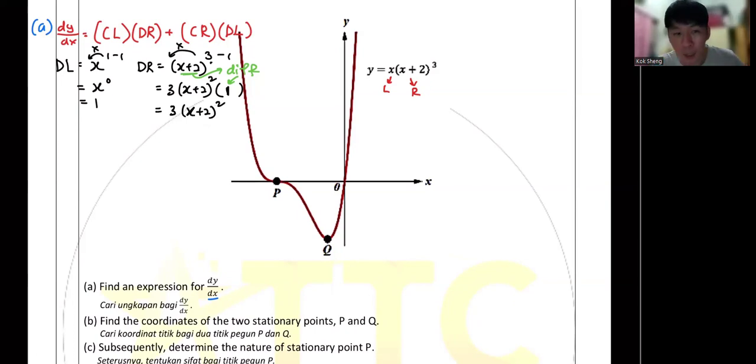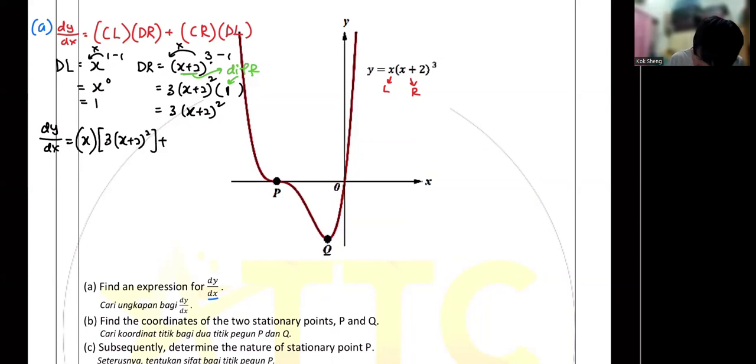Okay, which part not sure, you let me know. So this is a differentiation right. So you can put now everything into the formula. dy over dx equals to, okay, copy left, differentiation right, plus copy right, differentiation left.